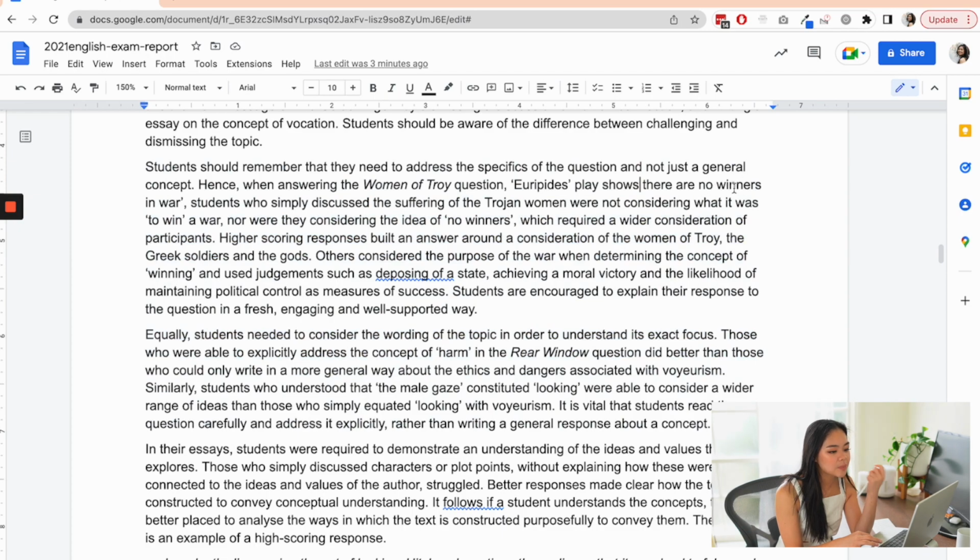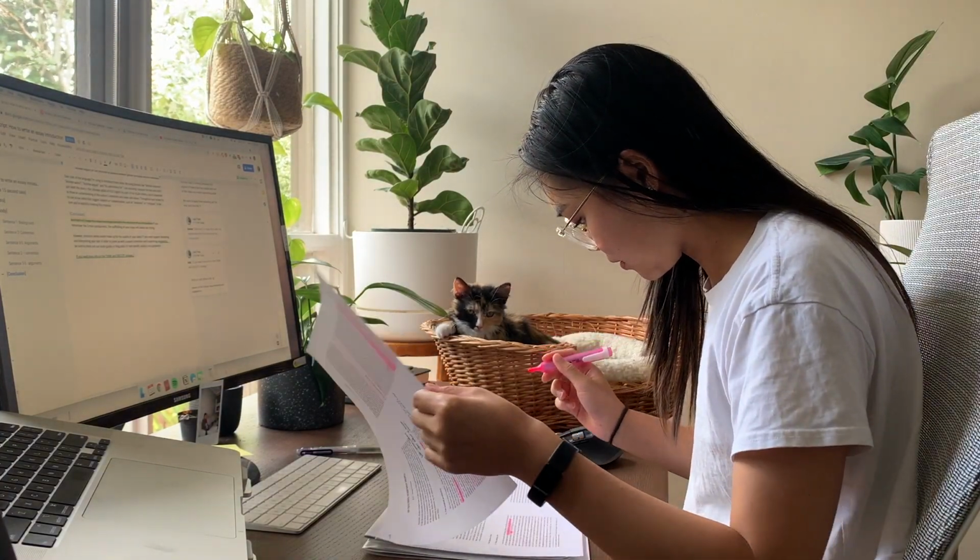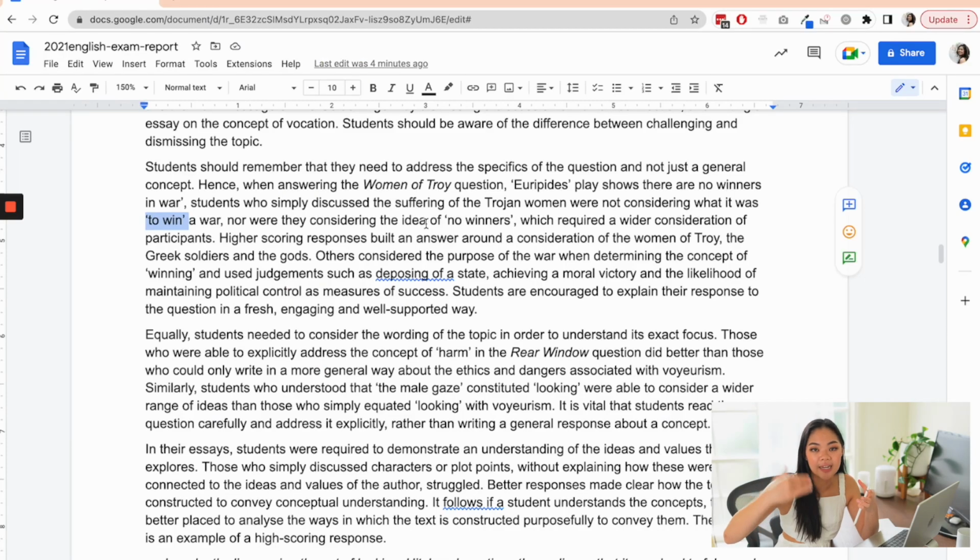So here it says in this particular prompt, and it's okay if you don't know this text, we just kind of need to know the concept behind why they've included this. It's about how there are no winners in war. It seems that a lot of people weren't actually talking about what it means to win a war, and it seems like they were just kind of talking about war in general. And this is where highlighting your keywords comes in really handy, because that means that when you go to create your plan, you're really addressing each of those keywords to create a response that is complete.